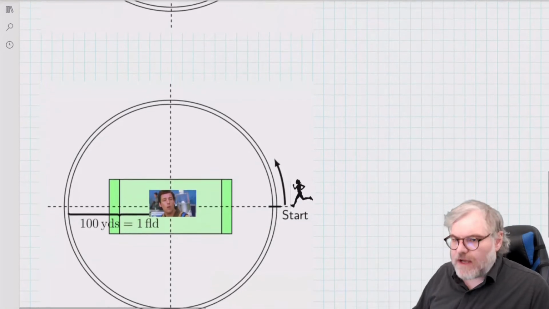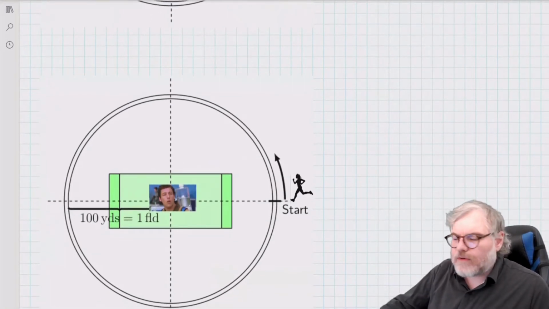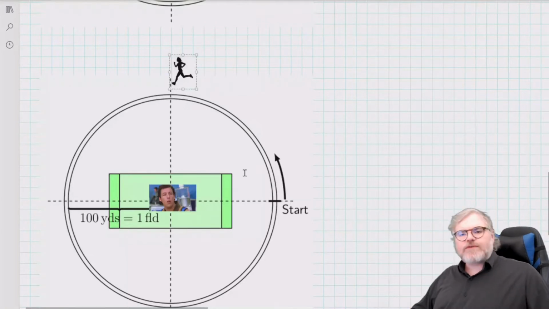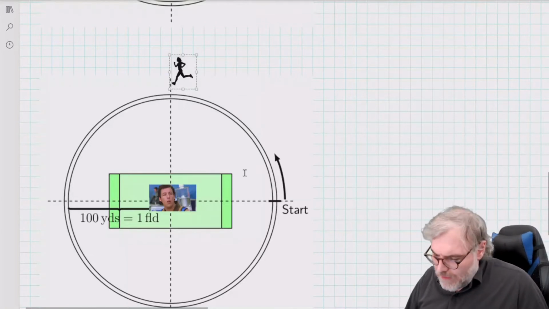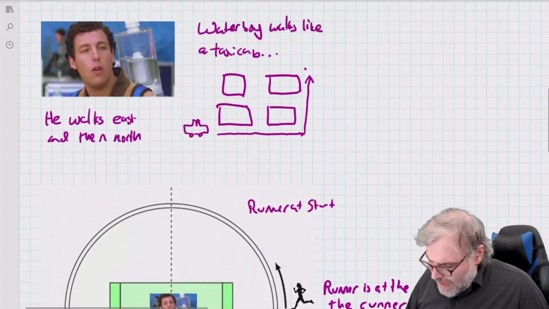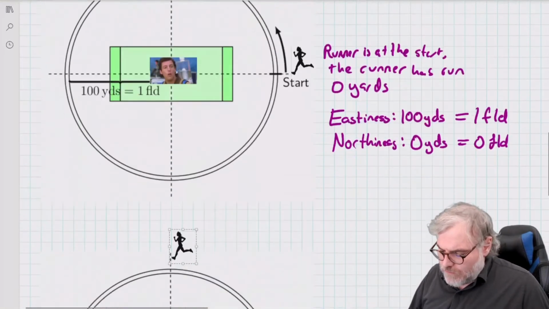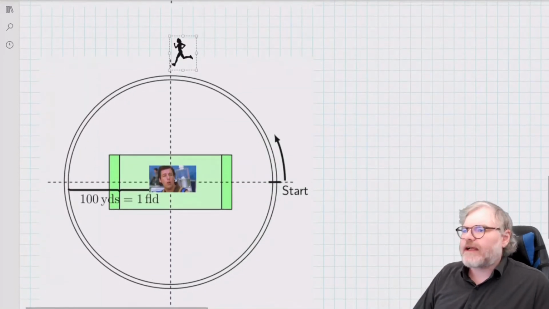Now we have the runner, and we're going to let the runner run a quarter of the circle. So the runner is here. Now, the first question, how far does the runner run? Well, right now, the whole track, if we recall, is 628 yards. So the runner has run 1/4 of that length.